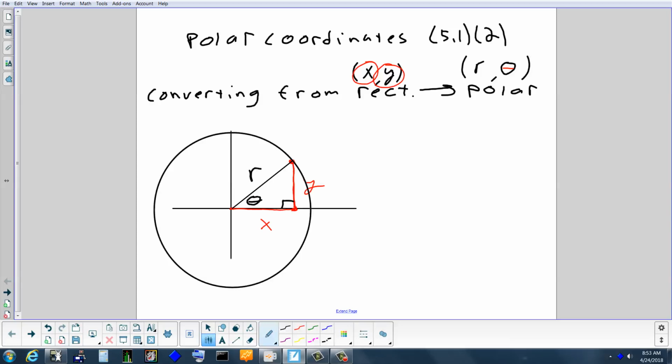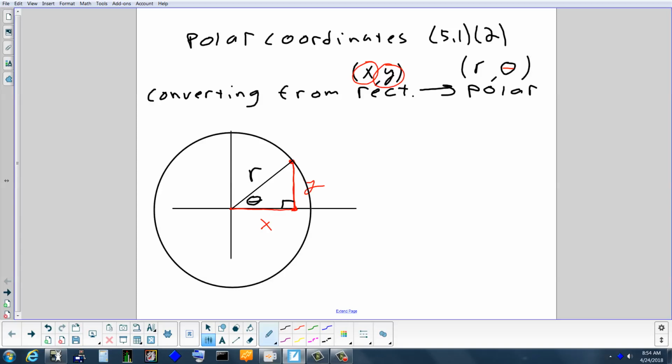So everything in red is given to you. Everything in black you need to find. I'm going to write it out nicely on the next page. But for now, can someone just tell me, how would you find r if you know x and y? Yep, Pythagorean theorem. You just use the Pythagorean theorem. Okay, so we'll write that down in a minute.